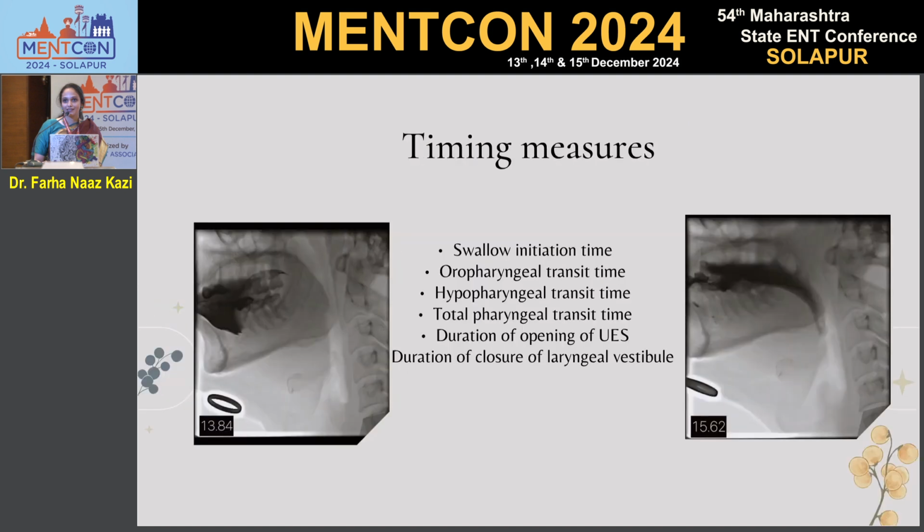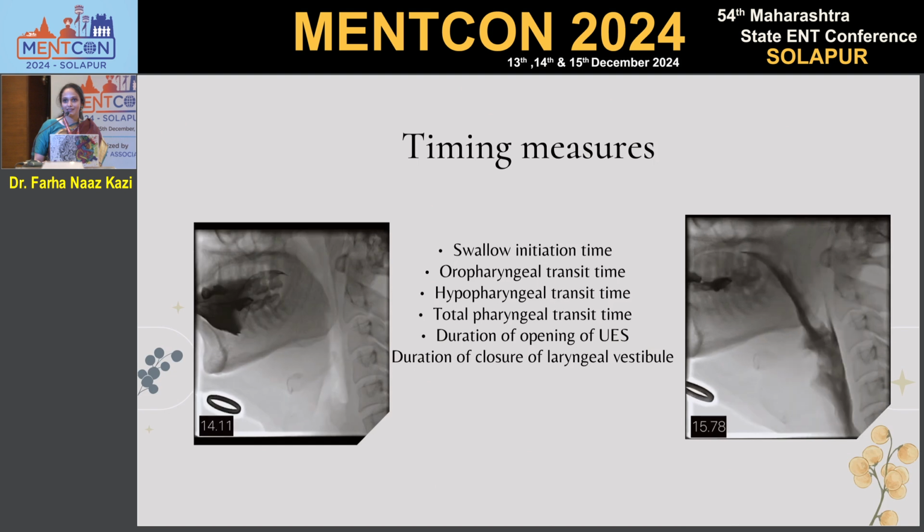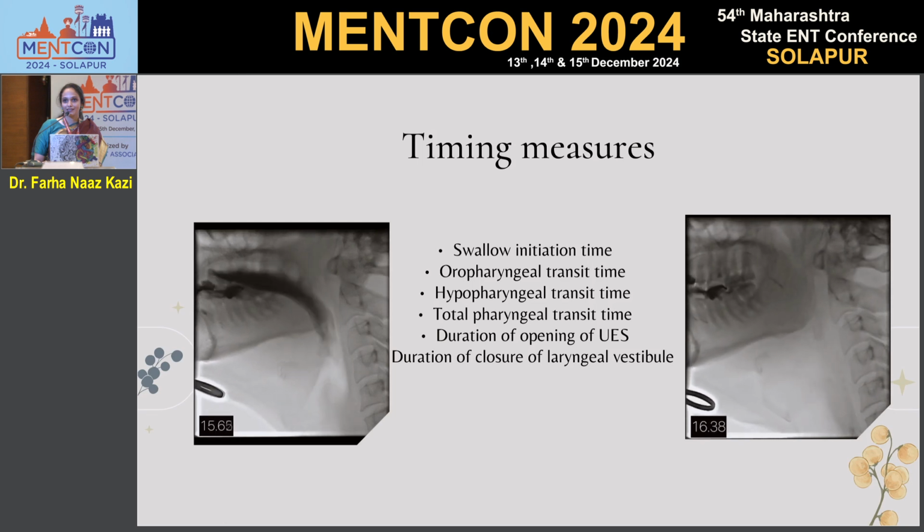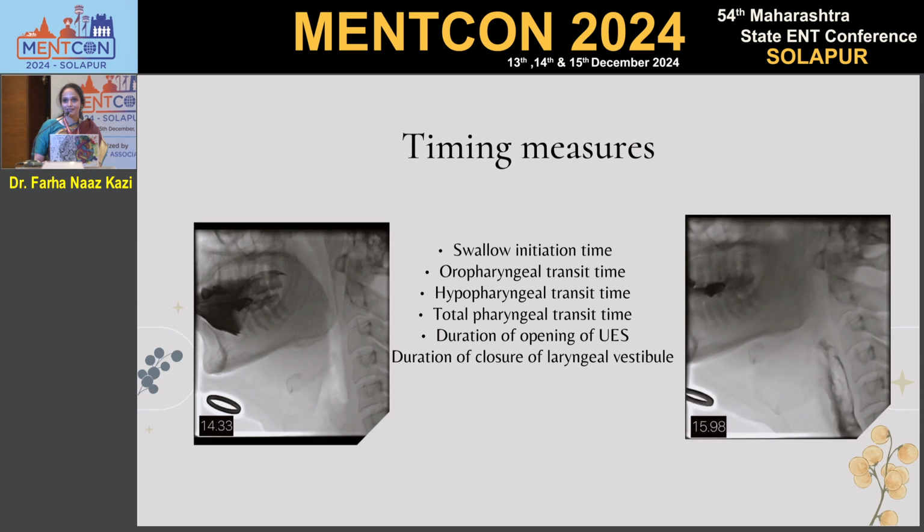So the timing measure that we start off with is the swallow initiation time. Once the bolus has been introduced into the oral cavity, how much time is the patient taking to initiate the swallow? Then goes on the oropharyngeal transit time, that is the time for the bolus to travel from the oral cavity to the vallecula. The hypopharyngeal transit time is the timing from the vallecula up to the upper esophageal sphincter. Then the duration of opening of the upper esophageal sphincter and the duration of closure of the laryngeal vestibule.